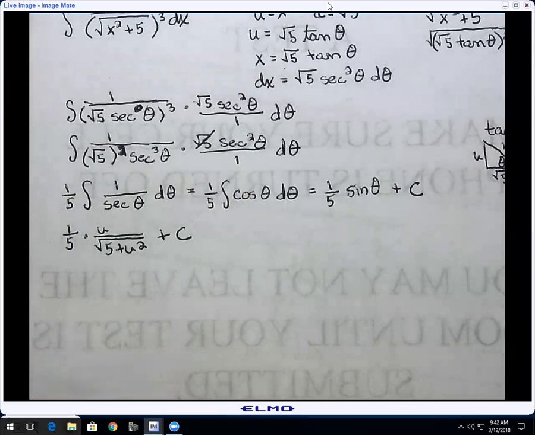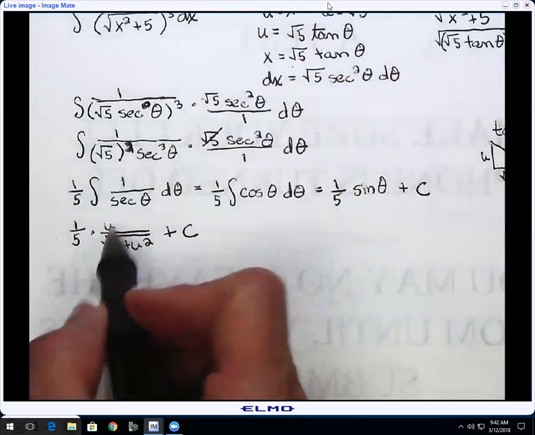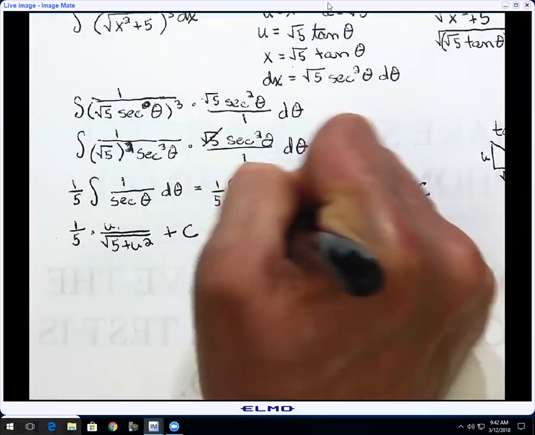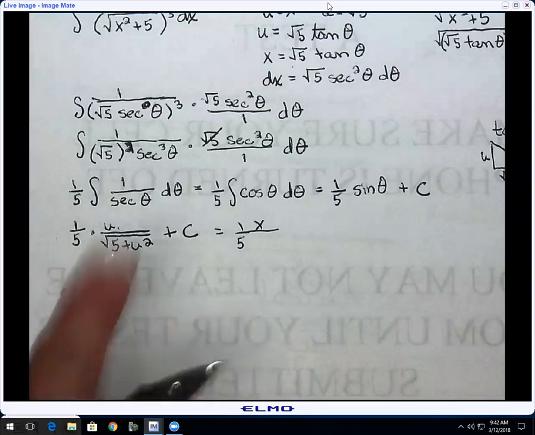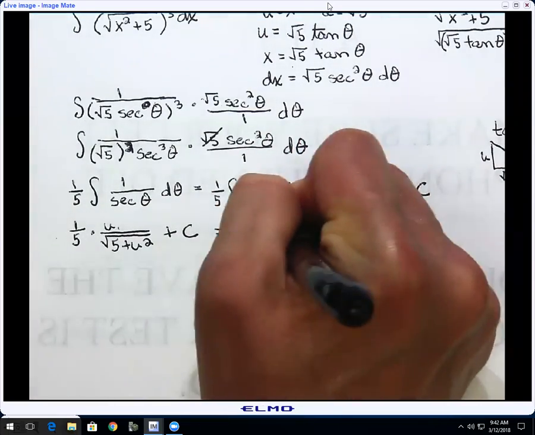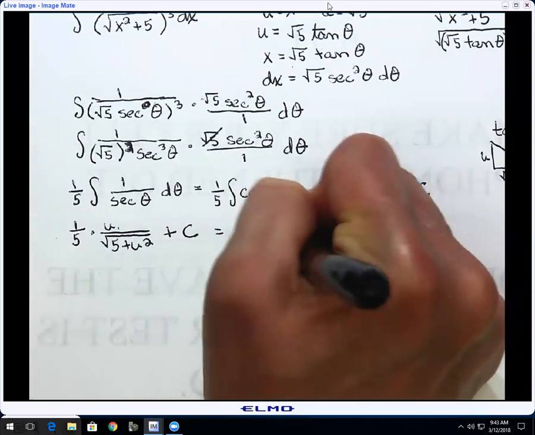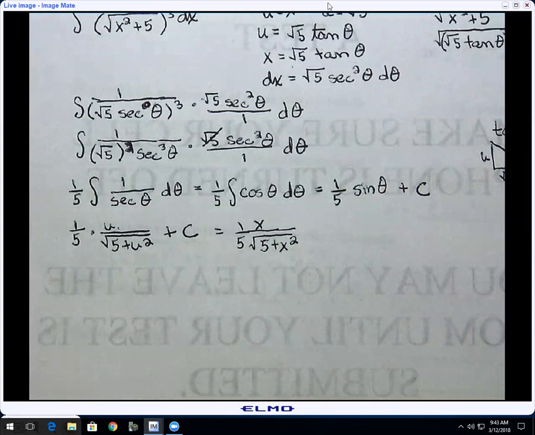And then what can I put in place of u? No, I want something with x's now. Yeah, I'm through with u's. I'm ready to change this back to x's. The u is just x. And what about the square root of 5 plus u squared? Square root of 5 plus x squared.